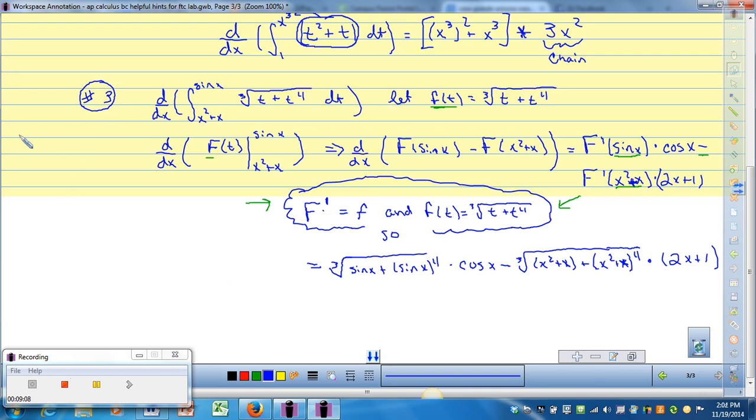So hopefully this helps you finish up the last page of the FTC lab, which is actually the page before your page of practice derivatives. Remember, this whole lab is due December 1st, and I hope you all have a wonderful break, and happy Thanksgiving.